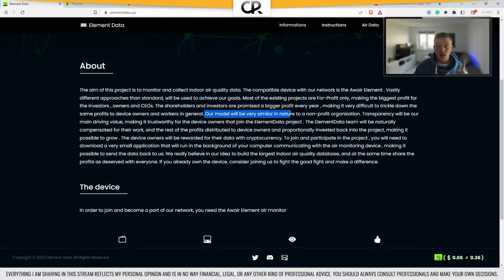Our model will be very similar in nature to a non-profit organization. Transparency will be our main driving value, making it trustworthy for the device owners to join the Element Data project. The Element Data team will be naturally compensated for the work, and the rest of the profits, and that's important, the rest of the profits distributed to device owners and proportionally invested back into the project, making it possible to grow. The device owners will be rewarded for the data with cryptocurrency, blah, blah, blah, and so on, yeah?